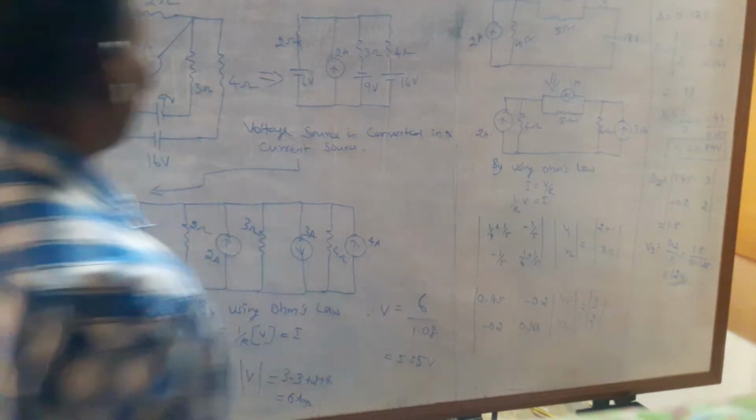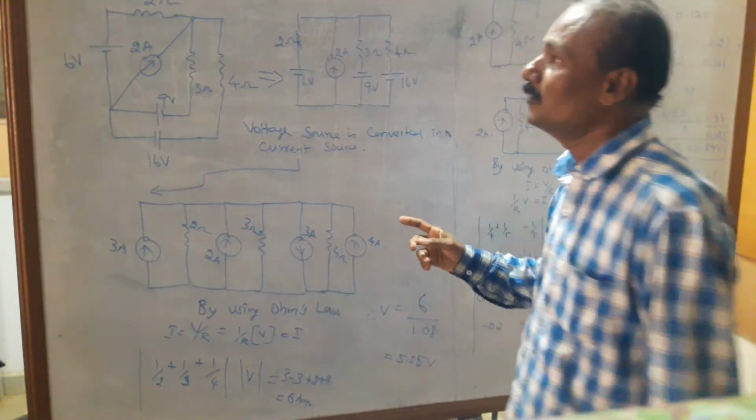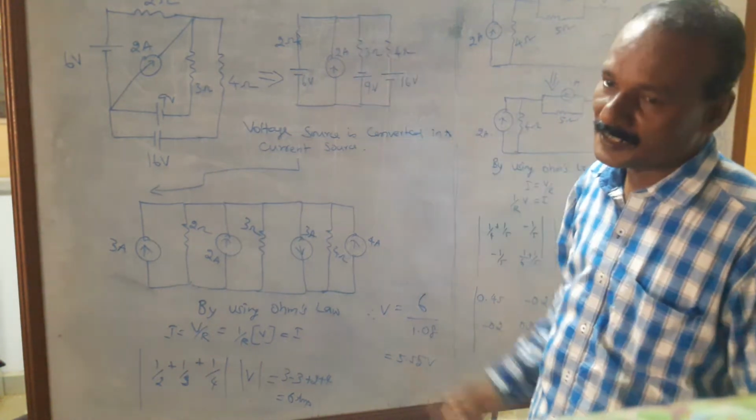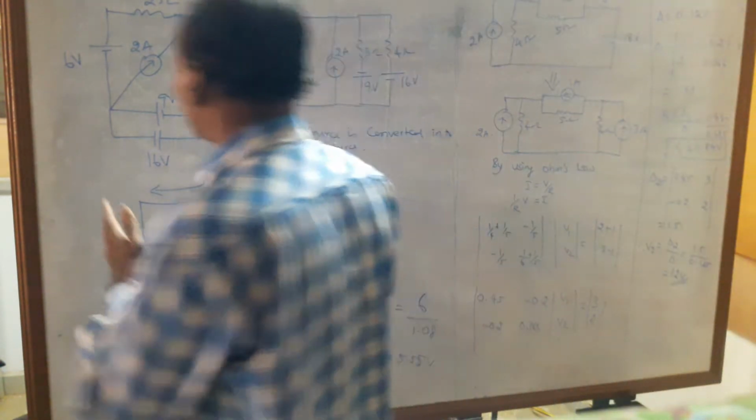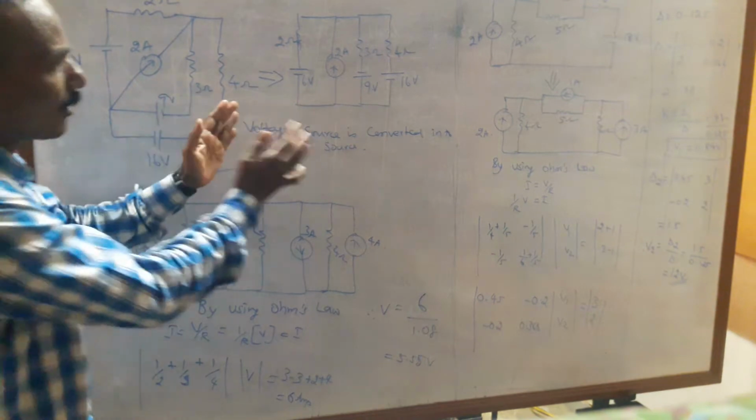Now we discuss nodal analysis problems. First problem: calculate the voltage across each resistor. It is a complicated circuit, so first the circuit is arranged as a normal circuit.